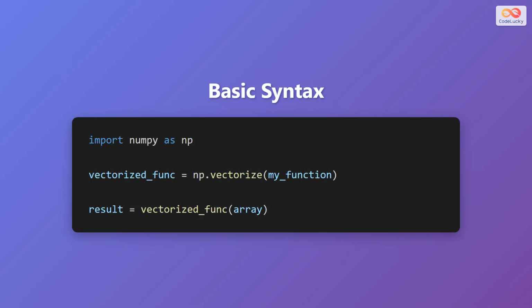The basic syntax is straightforward. First, you import NumPy as np, then you create a vectorized version of your function by calling np.vectorize and passing your function as an argument. This returns a new vectorized function that you can use on arrays. Finally, you call the vectorized function with your array as input, and it returns the result.